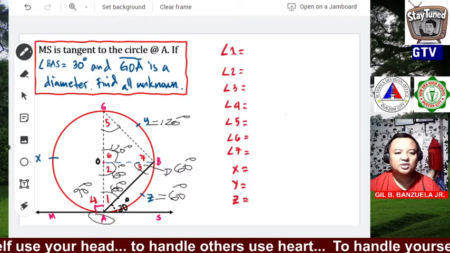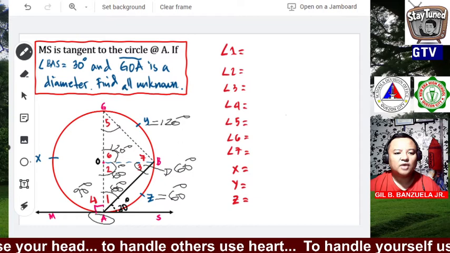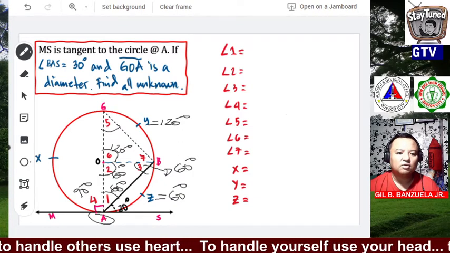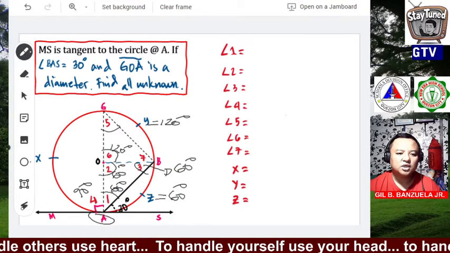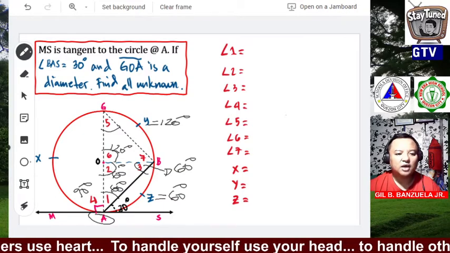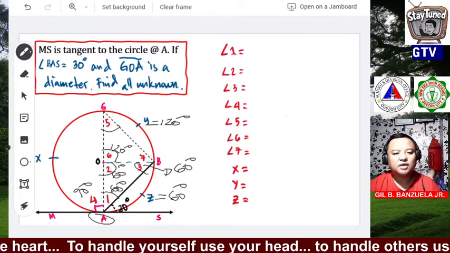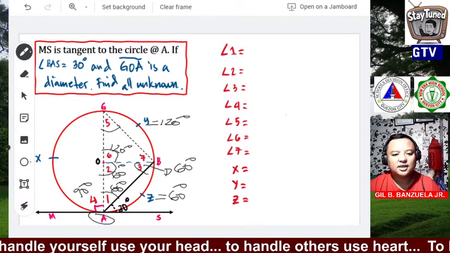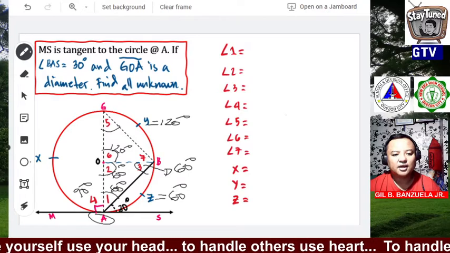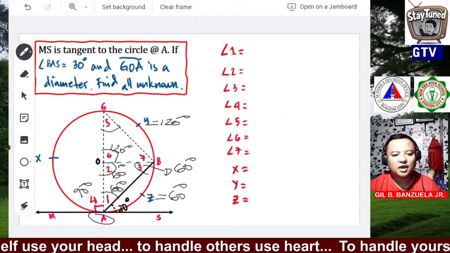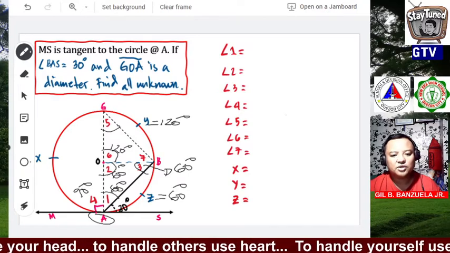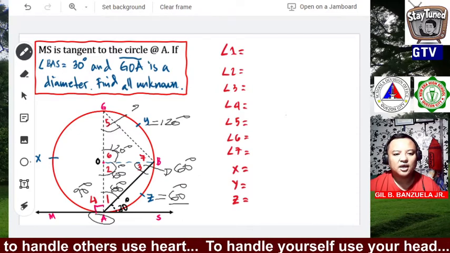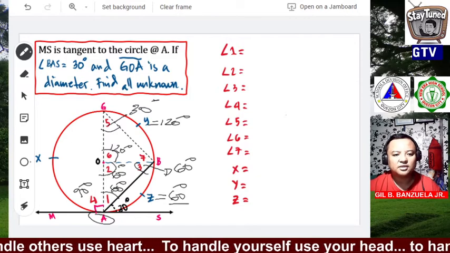Now, titingin tayo sa angle 5. Yung angle 5, kung mapapansin niyo ay isang inscribed angle dahil ito ay binubuo ng dalawang chord. So, chord AG at chord BG. Now, ang sabi, ang measure daw ng isang inscribed angle ay kalahati ng intercepted arc. At yung angle 5 intercepts arc BA. At ang measure ng arc BA ay 60. So therefore, ang kalahati ng 60 ay 30 degrees.